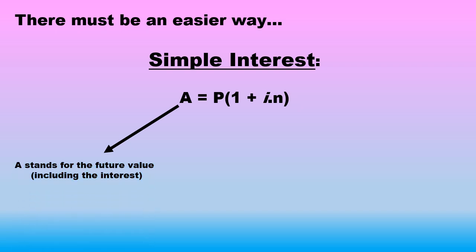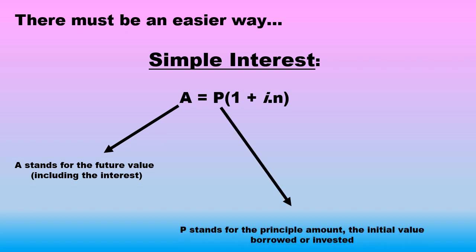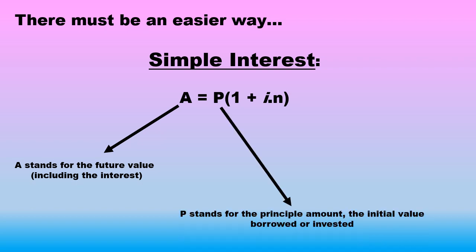A is the future amount that you will have at the end of your investment, or it's the total amount that you have to repay at the end of your period of borrowing the money. So A is the future amount of money. P is the present amount of money, the principal amount that you borrow or that you invest.